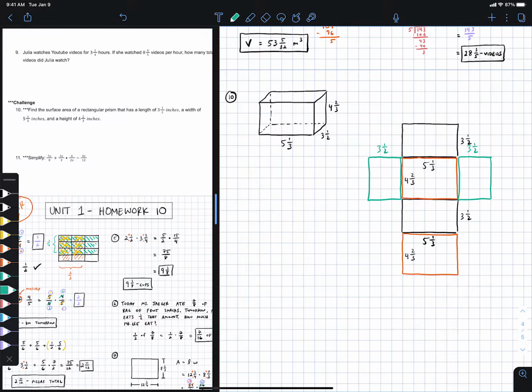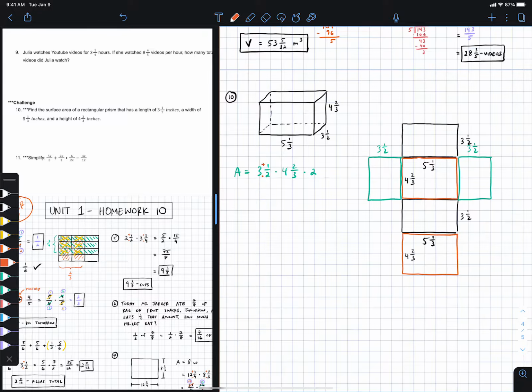So basically what have I done here? I've taken the box and deconstructed it. What you're supposed to do is find the area of each of these sides and then add them all up. That gives you the surface area. Maybe I'll start with the green ones first. To find the area, you would do 3 1/2 multiplied by 4 2/3, but remember, you would take this answer and multiply it by 2 because there are two of these shapes.